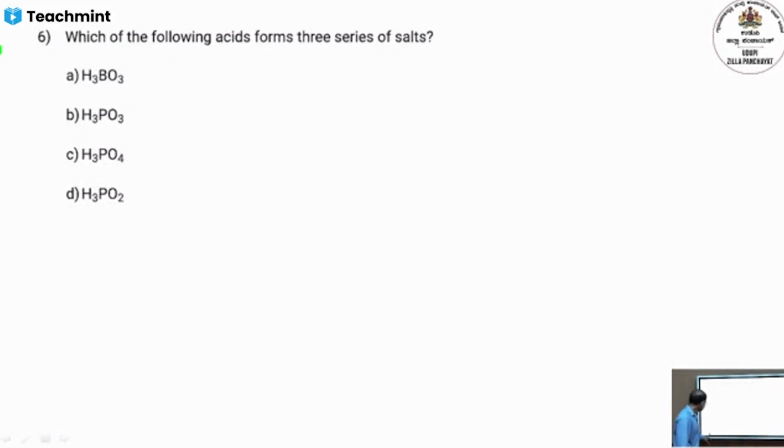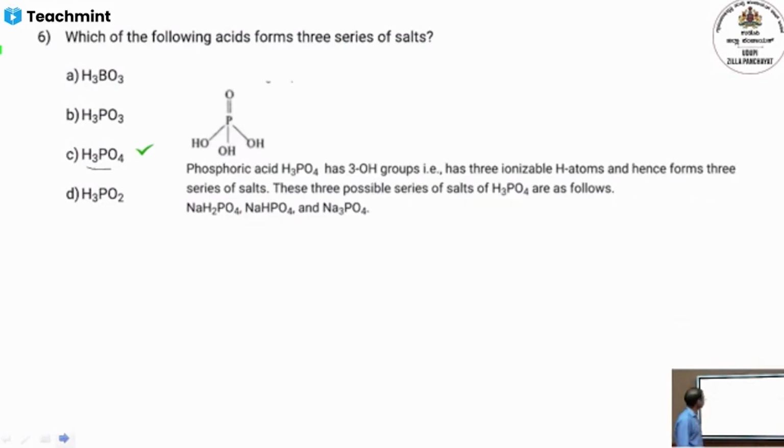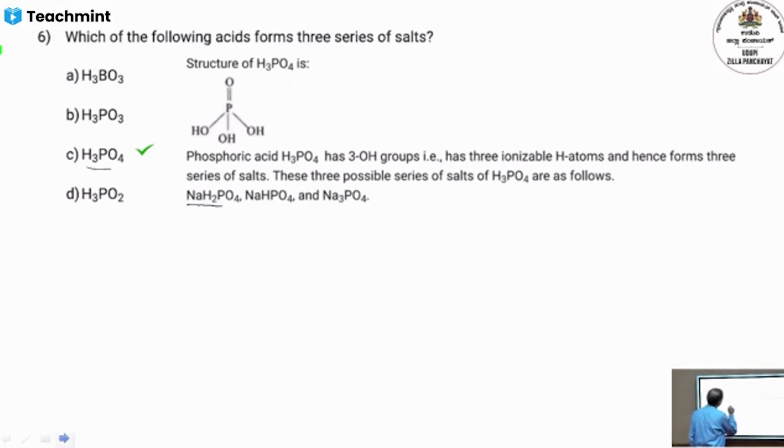If you are familiar with this, this is nothing but phosphoric acid, and it has basicity 3, and therefore it will form 3 series of salts. If you want the structure, here it is. The 3 OH hydrogens are bonded to oxygen, and one oxygen has no hydrogen and has a double bond. Therefore it forms a series of salts such as NaH2PO4, Na2HPO4, and Na3PO4. So this is how the salts are formed.